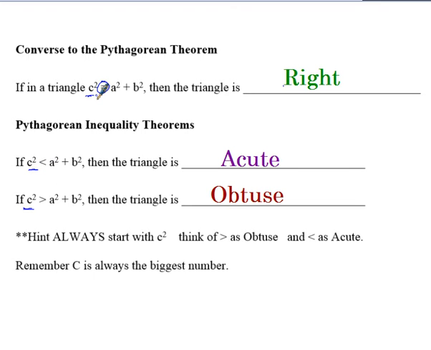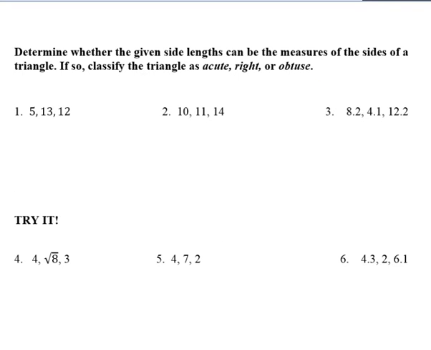The important part here is that you always start with c. I had mentioned that at the beginning of the video. If you switch it around and put a squared plus b squared first, then these things get confusing. So it's nice to associate c squared less than with acute, and greater than with obtuse. So always start with c. And keep in mind, c is just the biggest number.